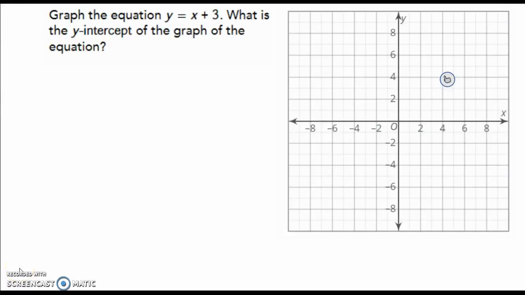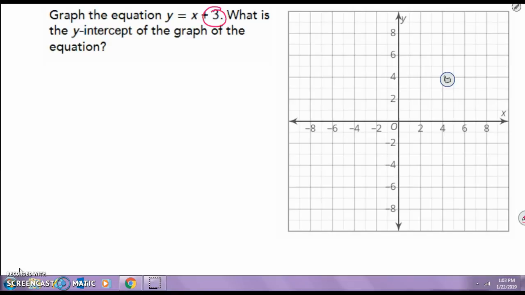Graph the equation y equals x plus 3. What is the y-intercept of the graph of the equation? In order to graph the equation, what we need to do is figure out our y-intercept. Our y-intercept is going to be that plus 3. So we're going to look for positive 3 on our y-axis. So we start at 0, we go up to 3, and we plot our point.